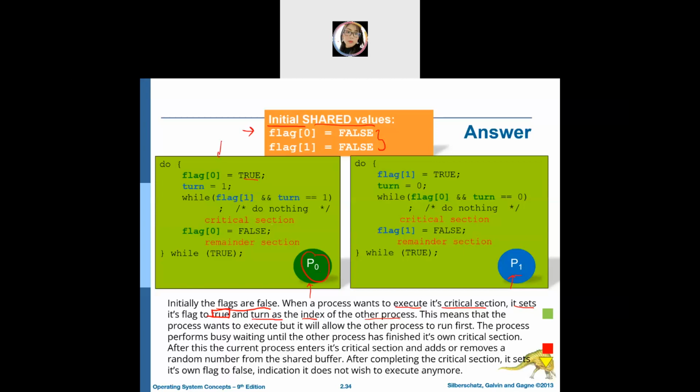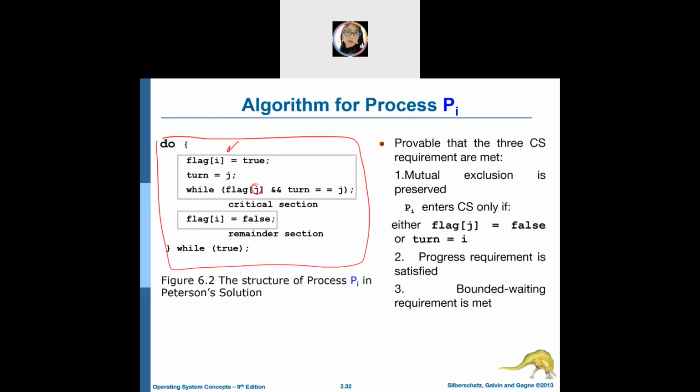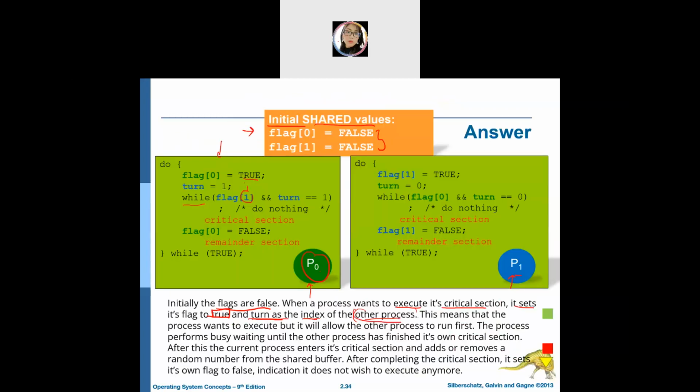So this one is under P0. Of course, it's going to turn as the index of the other process, so it's going to change to the integer 1 here. Then you have the while loop. Remember this is j. Just now in the general form, it should be similar to above: flag 1, okay, flag 1, not flag 0. This is j, so let's see the example. This j follows the turn. Turn is what? Another process.